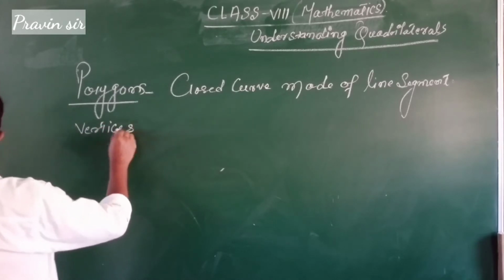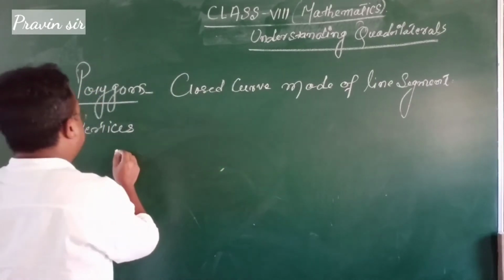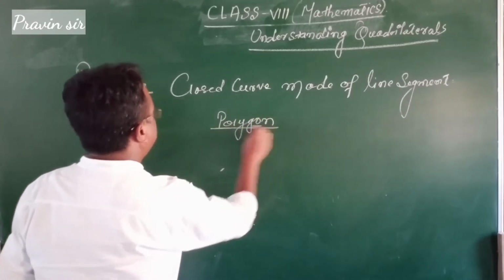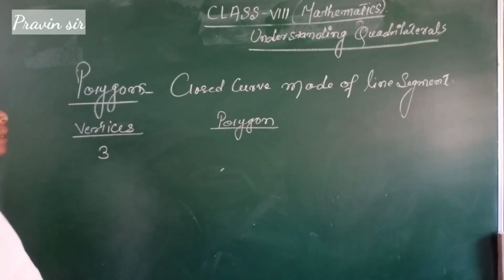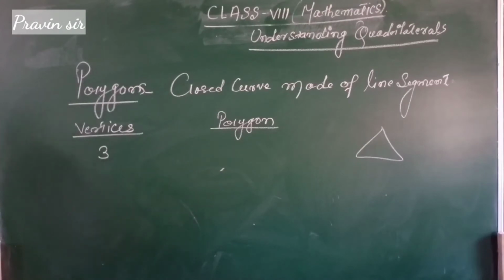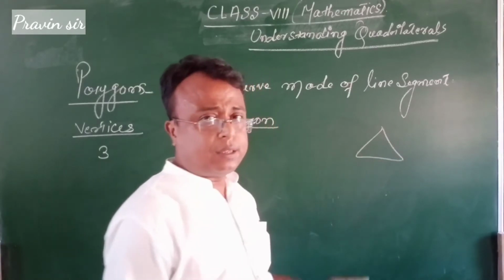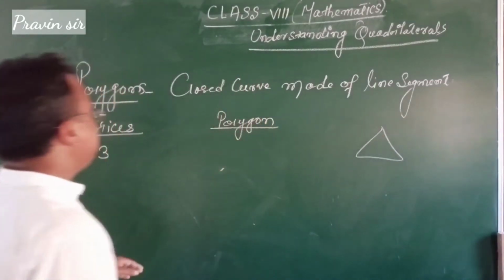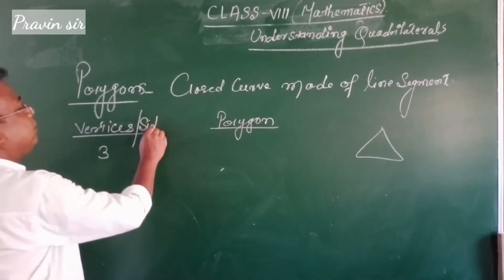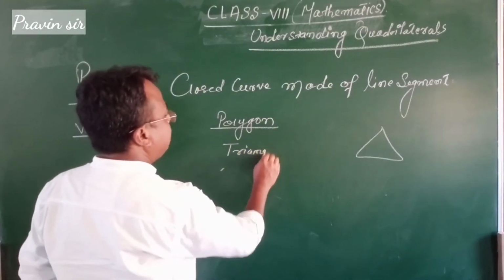Suppose there are vertices, then the polygon, what is the name of the polygon? If there are 3 vertices or sides, now you see here, how many vertices are there? 1, 2, 3. 3 vertices are there and 3 sides are there. So a polygon that is made up of 3 vertices and sides is called what? Triangle.